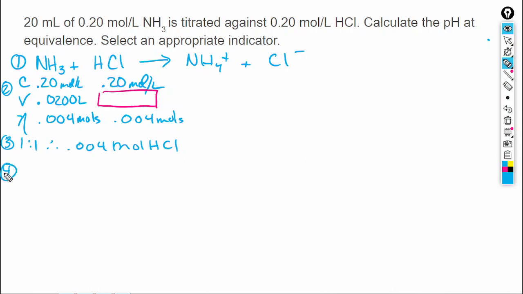How would I go about finding the volume of HCl I used? I know concentration is the number of moles per liter. So to find the volume, the number of moles divided by the concentration. So that means our volume will equal 0.004 divided by 0.20. What's the units for that? Liters. Excellent.